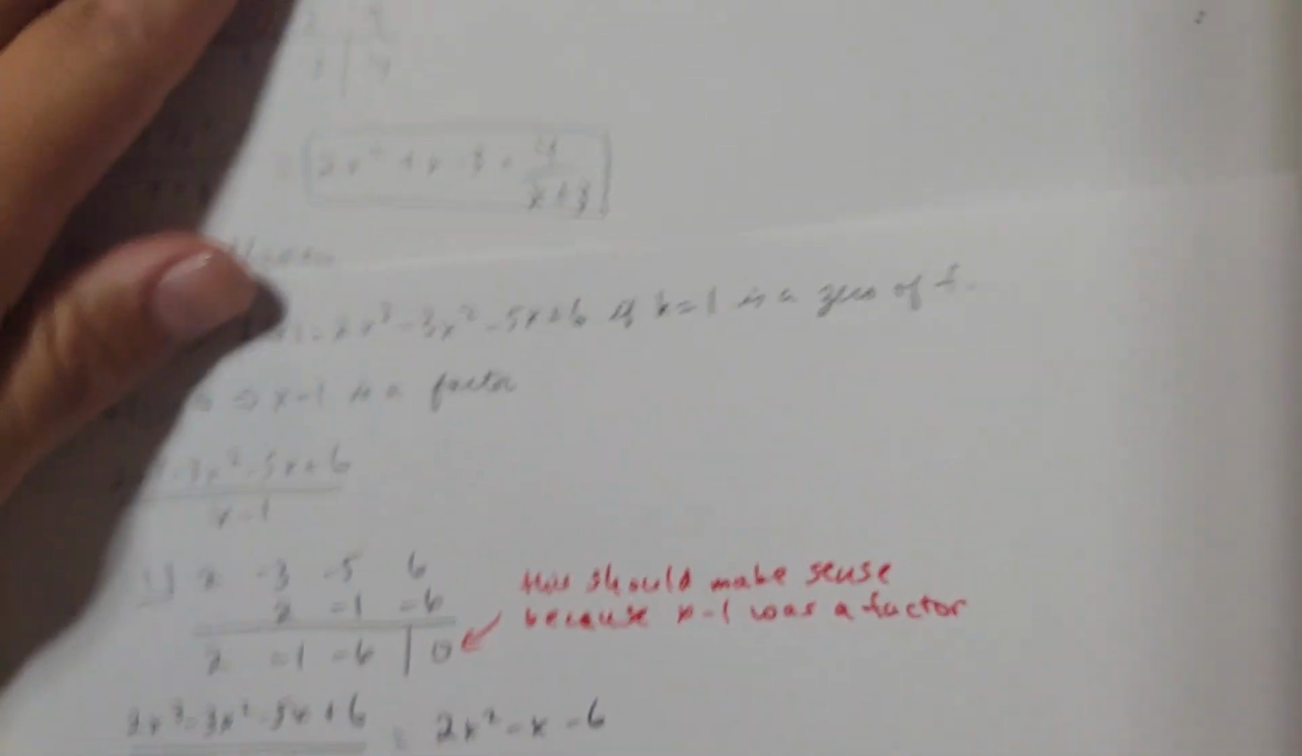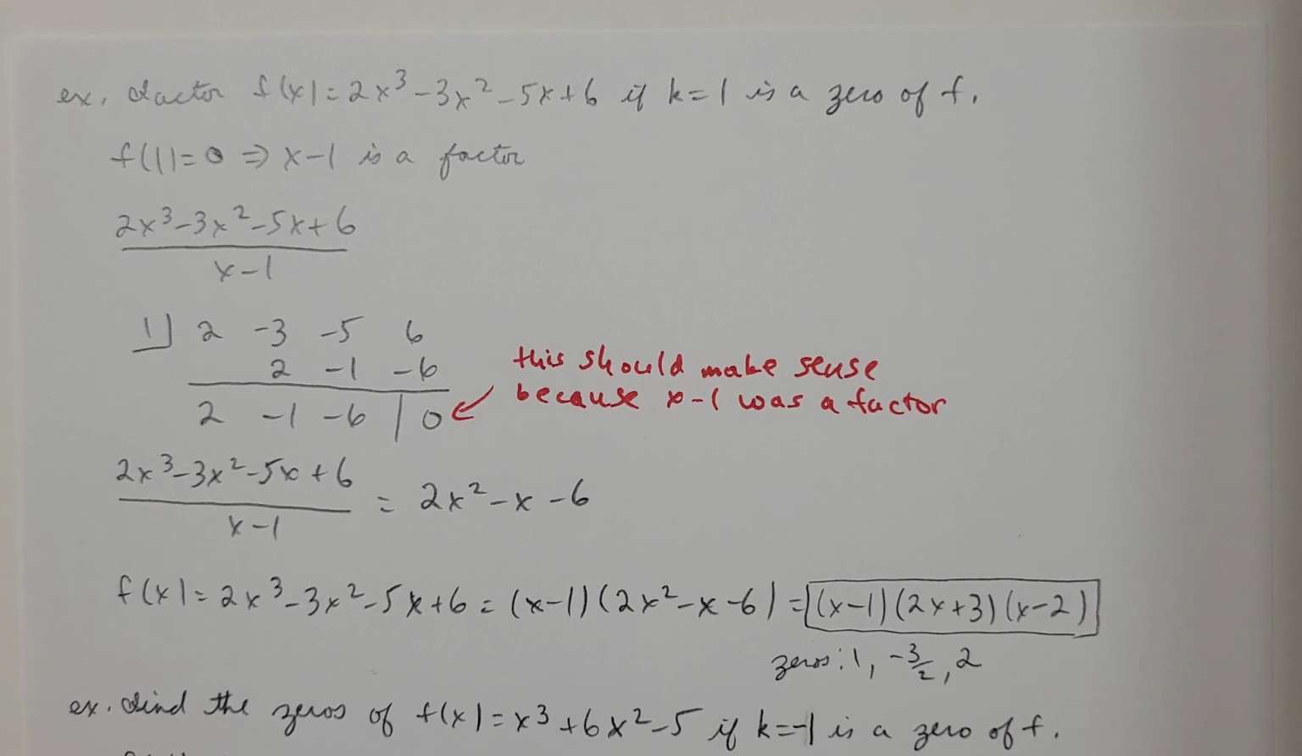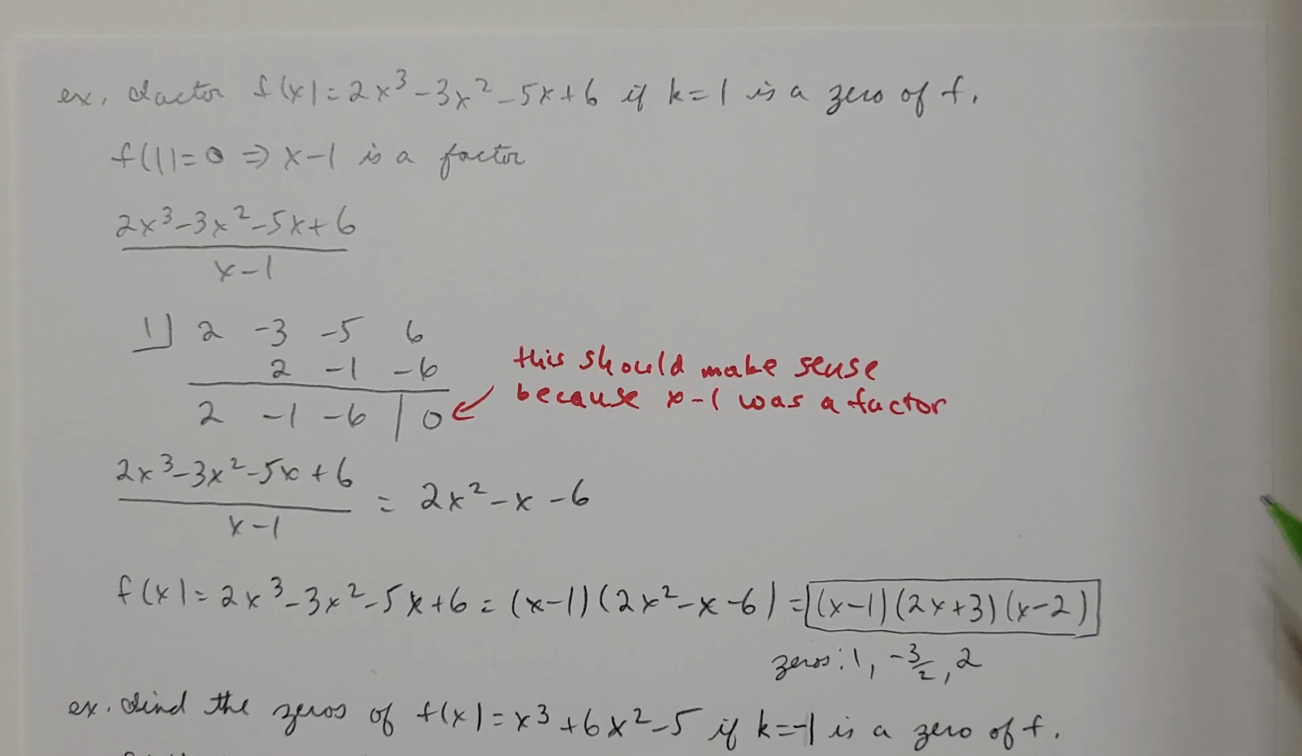All right, let's try these last two examples here. So in this next problem, I want us to factor f of x equals 2x cubed minus 3x squared minus 5x plus 6 if k equals 1 is a 0 of f. Okay, so they're telling me one of the answers. K equals 1. Okay, I need to find the other answers. Now, some books don't even do that.